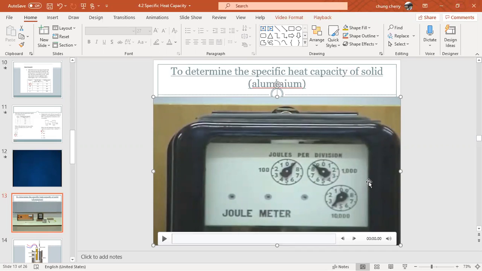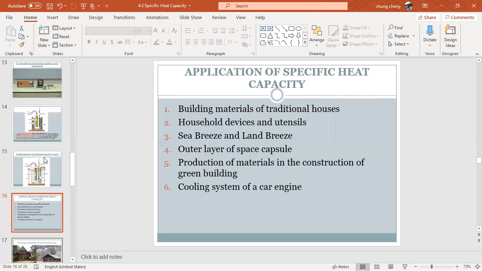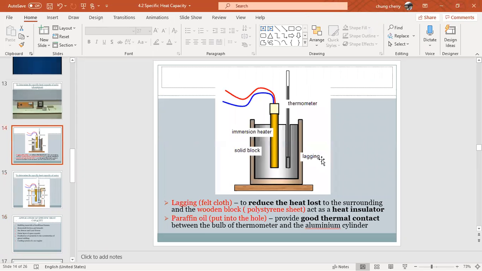Okay, so this is a way to find the specific heat capacity of the aluminium. For this part, what I want you to take note of is the diagram here. Usually the question will give you this diagram already, and they will ask you some questions about it.